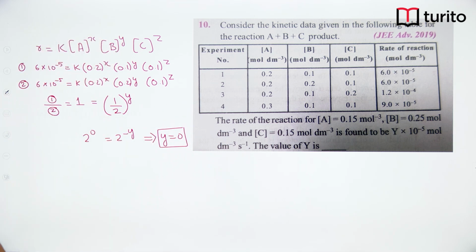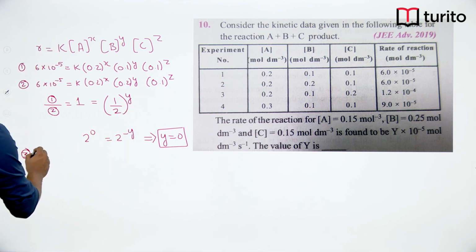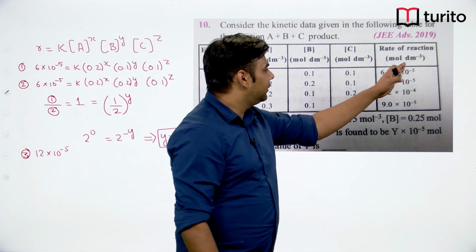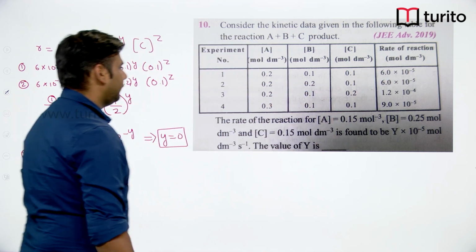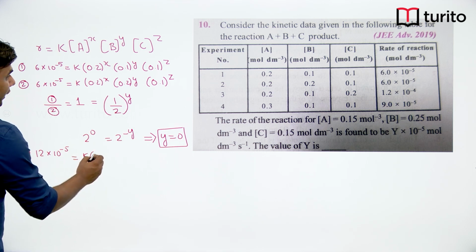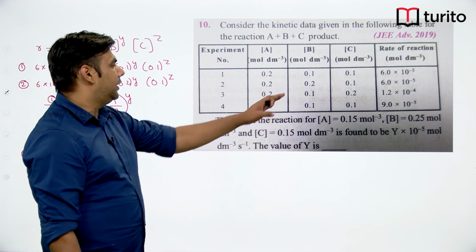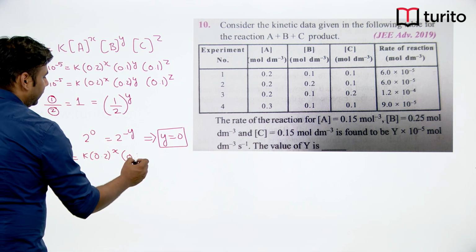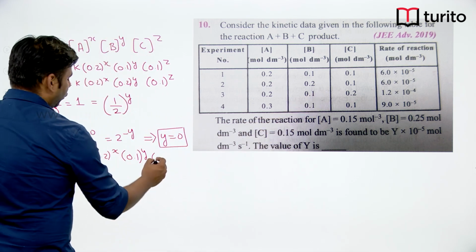Okay, so we got one quantity. Now let us write the third equation. The rate for that has been given to us as 12 into 10 raised to minus 5. I am writing it as minus 5 because all the rates were in the factor of 10 raised to minus 5. So this is basically 12 into 10 raised to minus 5. Concentration of A was 0.2 raised to power X, the concentration of B is 0.1 raised to power Y, into concentration of C which is 0.2 raised to power Z.